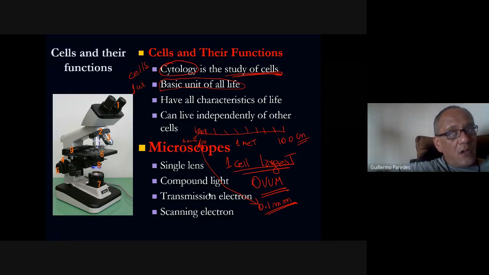You are walking in the lobby, you are the spermatozoid, and the 20-story building is the ovum. So that is the difference. Okay, so let's keep going.